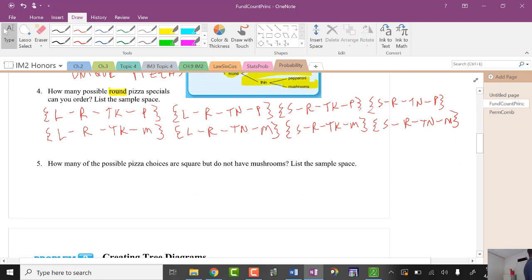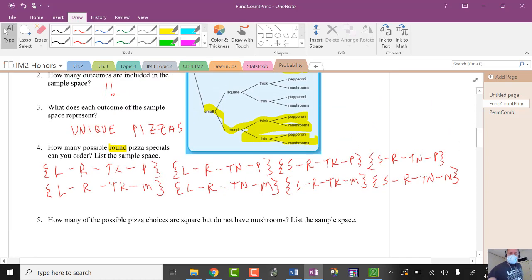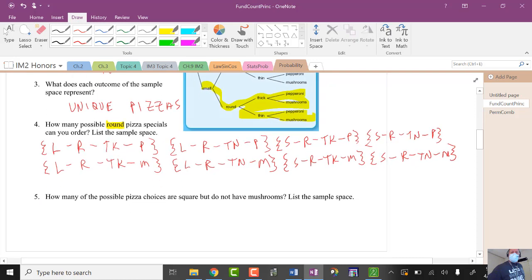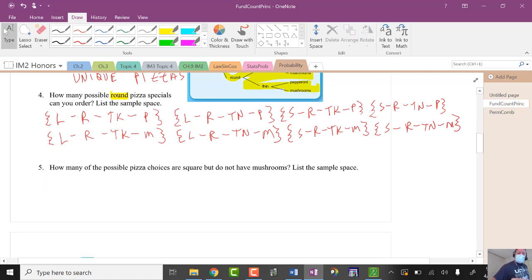How many of the possible pizza choices are square but do not have mushrooms? Okay, so square. So they are square, so that is, again, not round. So that's the opposite, but do not have mushrooms. We're going to only end up with 4 of them. Okay, so square. So we could have large. Let's do SQ for square. All right, and do not have mushrooms.